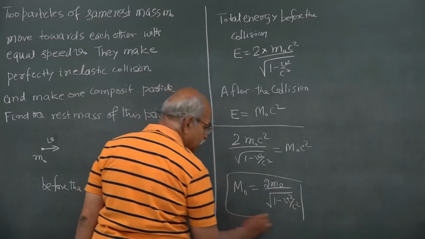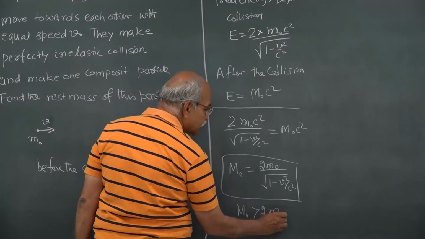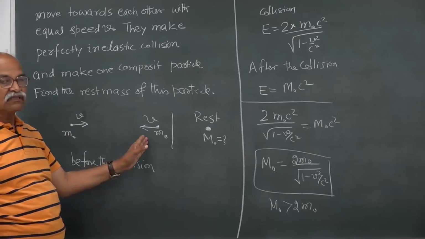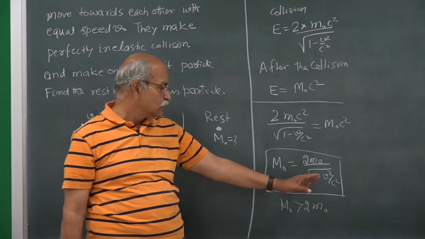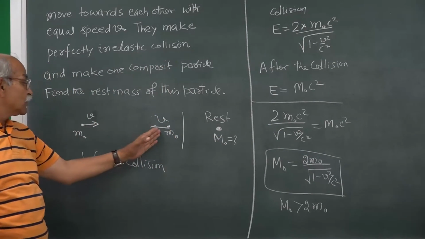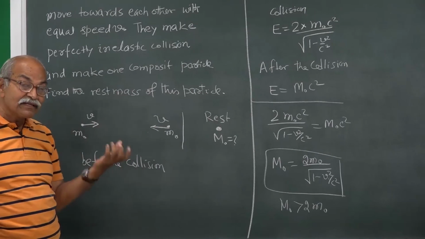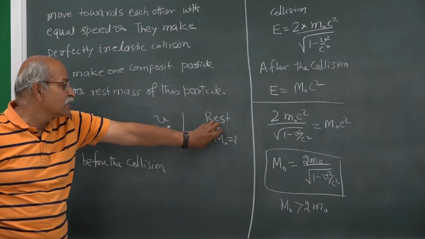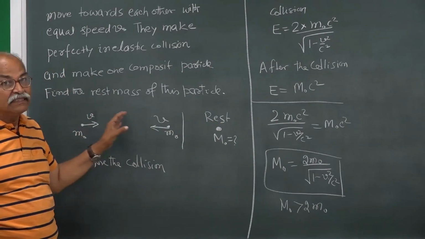So that is the rest mass, and you see that this rest mass is greater than the original rest mass. Before the collision, the rest mass was 2 m naught. After the collision, it is 2 m naught divided by this quantity. So it is more. The rest mass energy has increased. Whatever kinetic energy was lost because the particles come to rest is converted into rest mass, and the rest mass of this particle is more than the combined rest mass of these two particles.